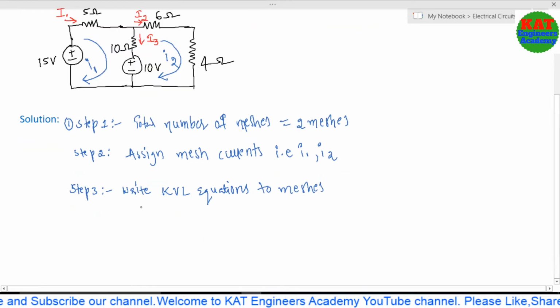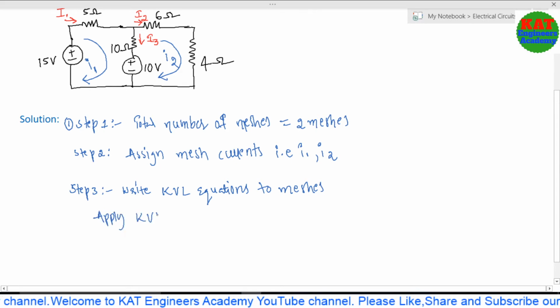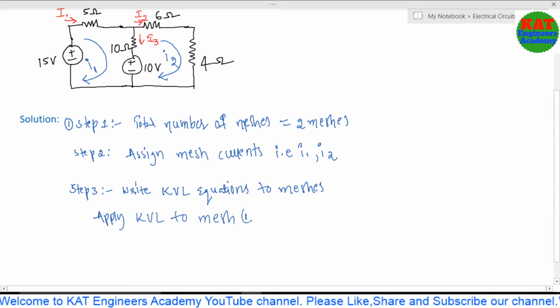How many meshes do we have? For each and every mesh we have to write one KVL equation. First I consider the first one. First apply KVL to mesh 1. This is mesh 1, so for this mesh we have to apply the KVL equation. According to KVL, the algebraic sum of voltages in a closed loop is 0. Based on that we have to develop the equations. Just listen, in this loop we have 15 volts, 5 ohms, 10 ohms and 10 volts.